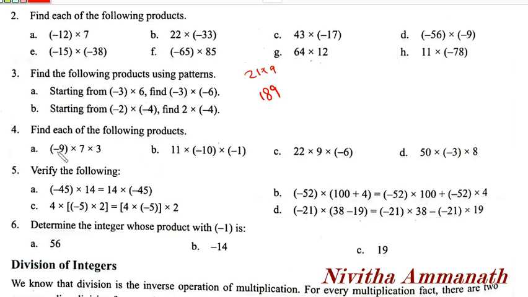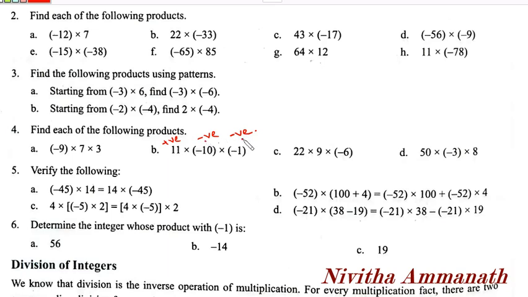This one is negative. The other one is positive. So, the product is negative only. Then, next one, negative into positive, right? So, it will be negative only. So, the answer will be negative 189. Now, the next question is, one is positive, this is positive, this is negative, this is negative, right?